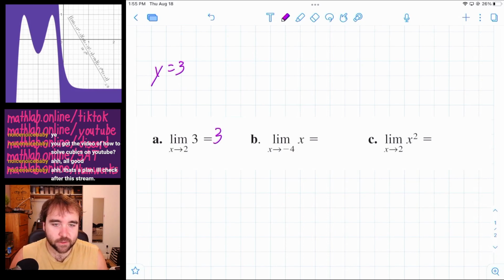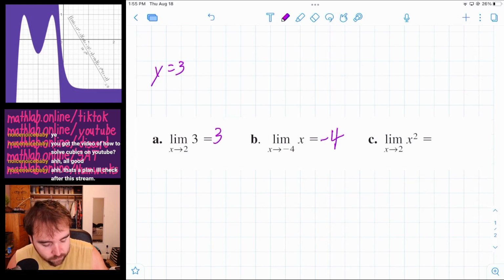B is a little more obvious to see what to do, I guess. But anyway, if x is negative 4, well, what is x? It's negative 4. That's not that crazy. The limit as x approaches 2 of x squared: if x is 2, what are you getting for the equation? Positive 4. 2 squared. So that's all it is.